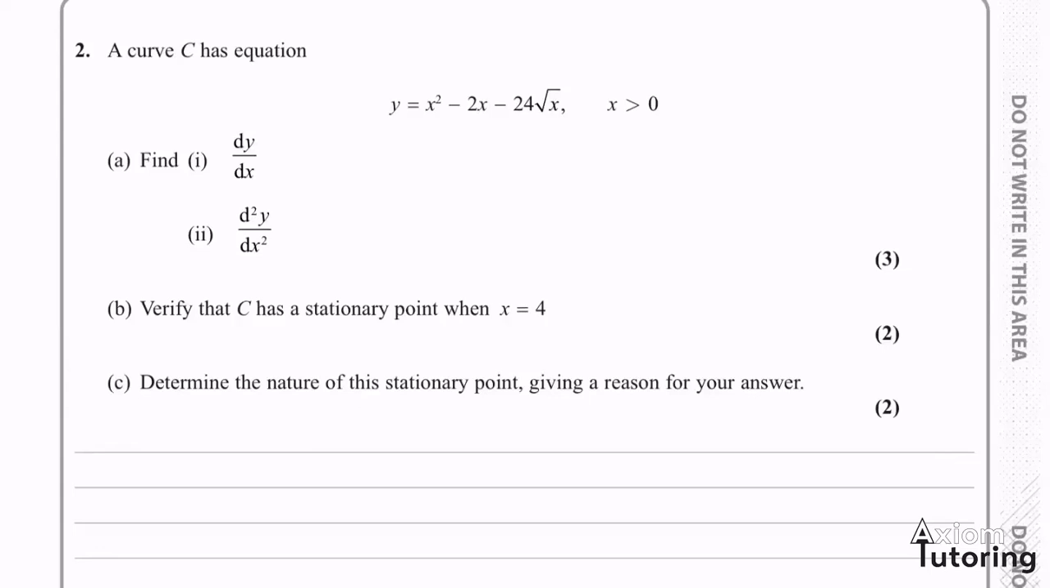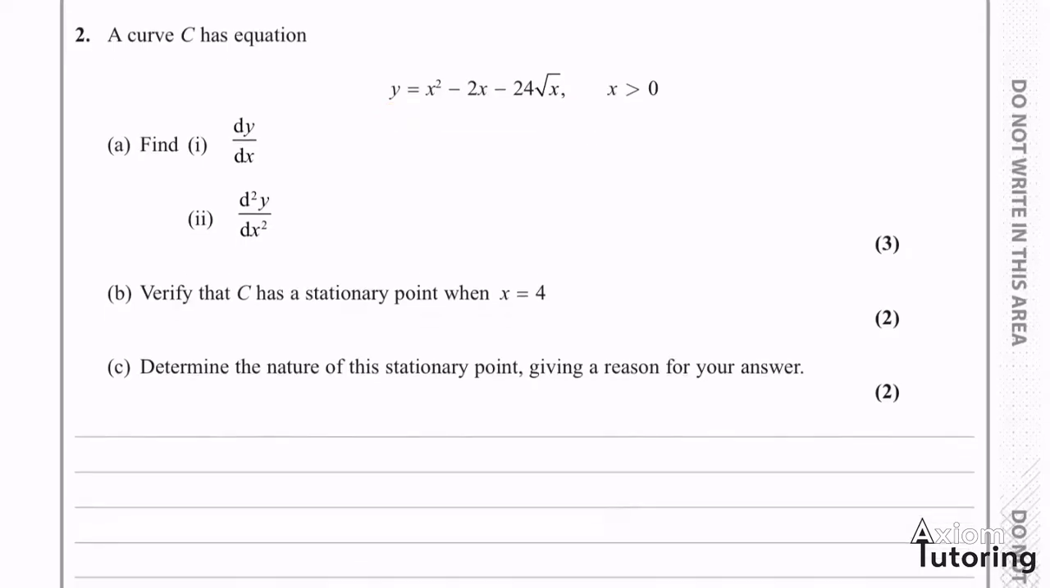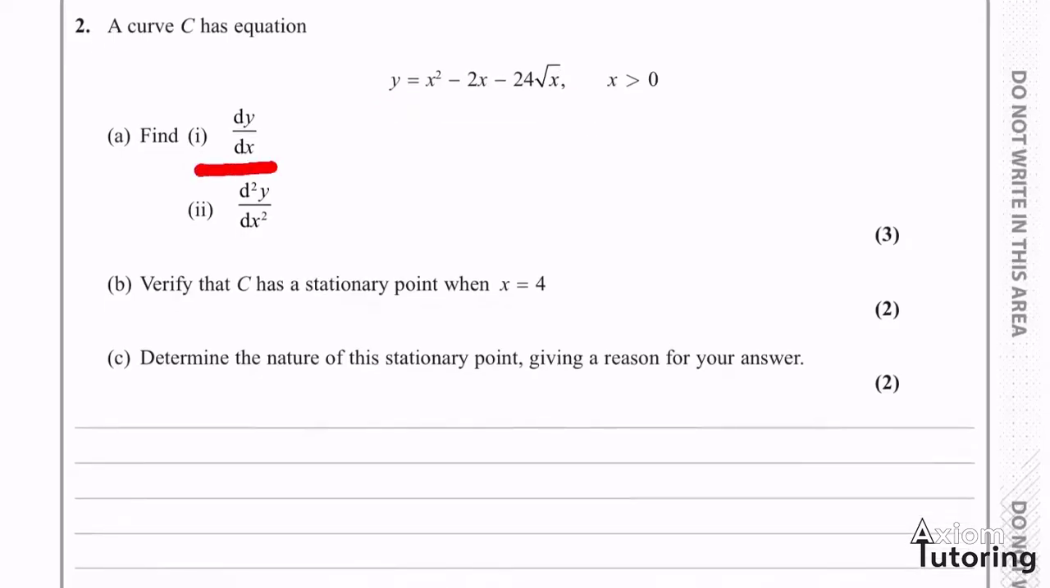So now we're on to question 2 of our 2018 maths paper. We're told that a curve C has this equation here, y equals x squared minus 2x minus 24 root x, for x is greater than 0. And in part A, we first want to find dy over dx.